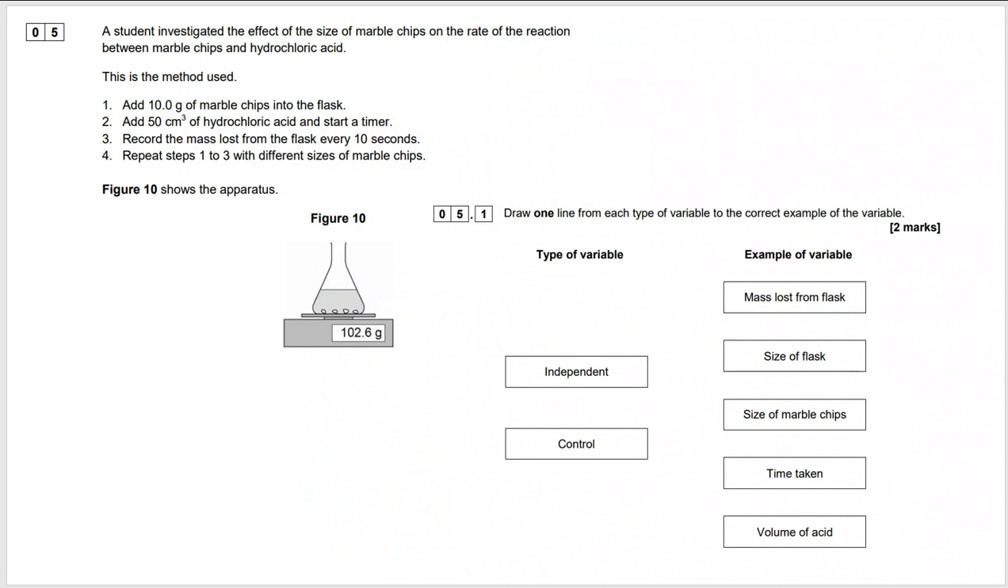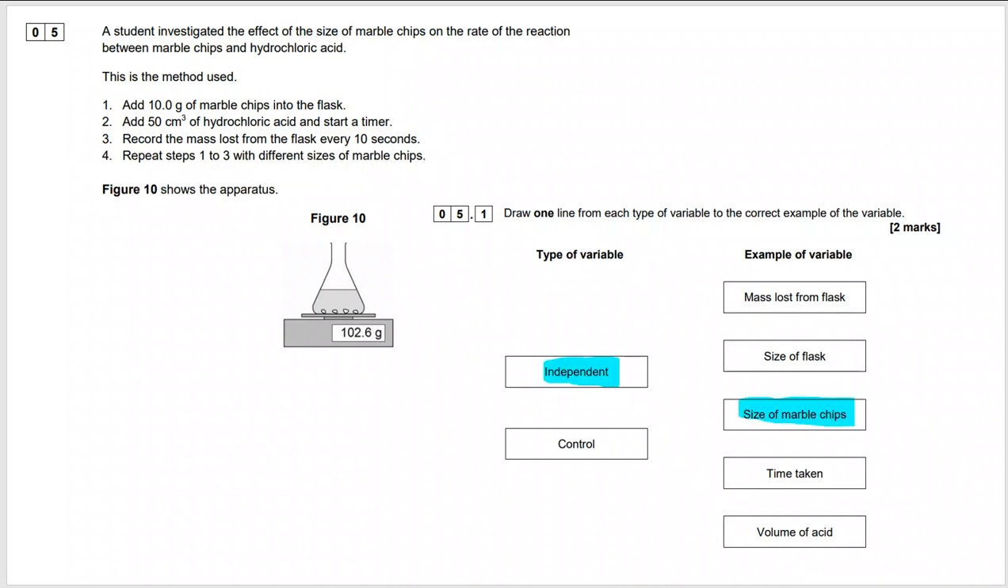So, a student investigated the effect of the size of marble chips on the rate of reaction between marble chips and hydrochloric acid. 10 grams of marble chips in the flask, 50 centimetre cubed of HCl added, and a timer started. The mass lost was recorded every 10 seconds, and that was then repeated with different sizes of marble chips. So what is the independent variable? Well, the independent variable is the thing that you change, that you're choosing to change. And as it says at the bottom, we're doing this with different sizes of marble chips.